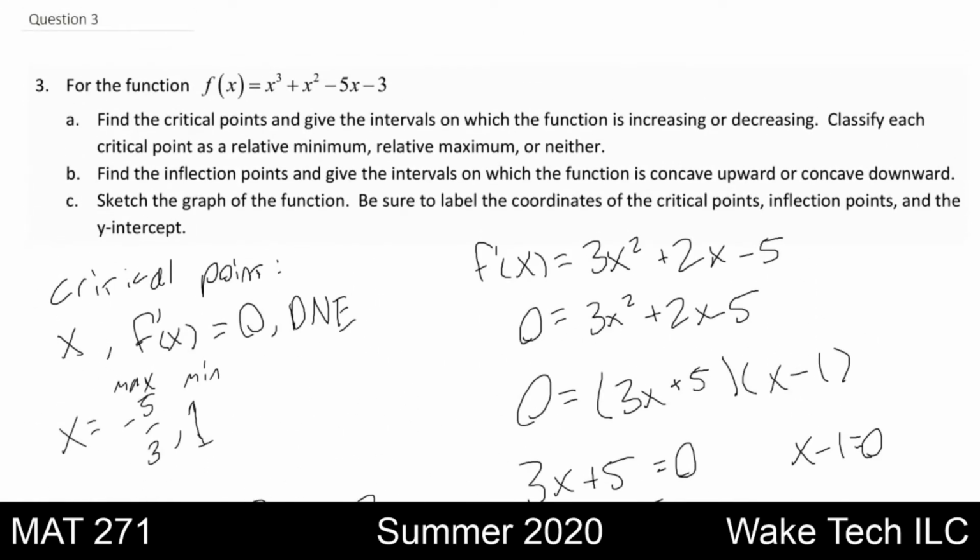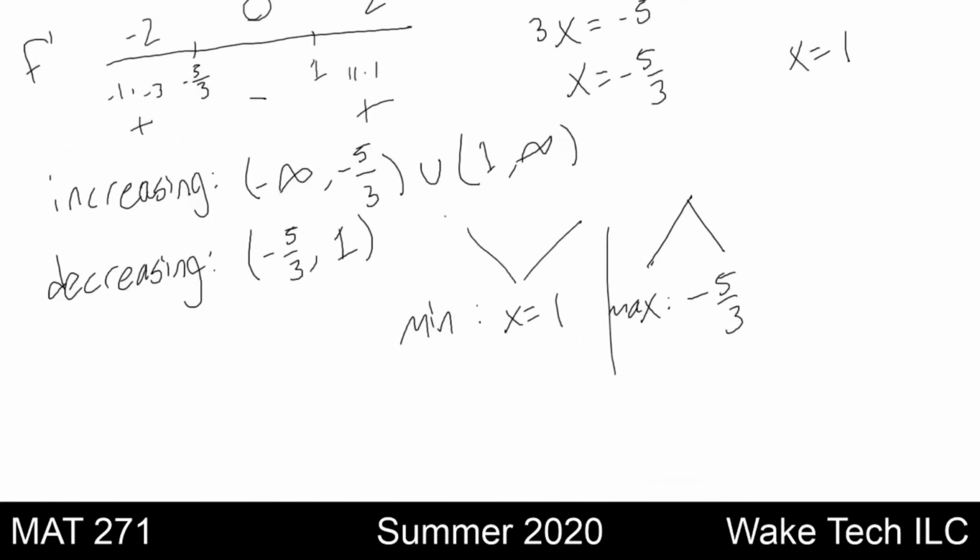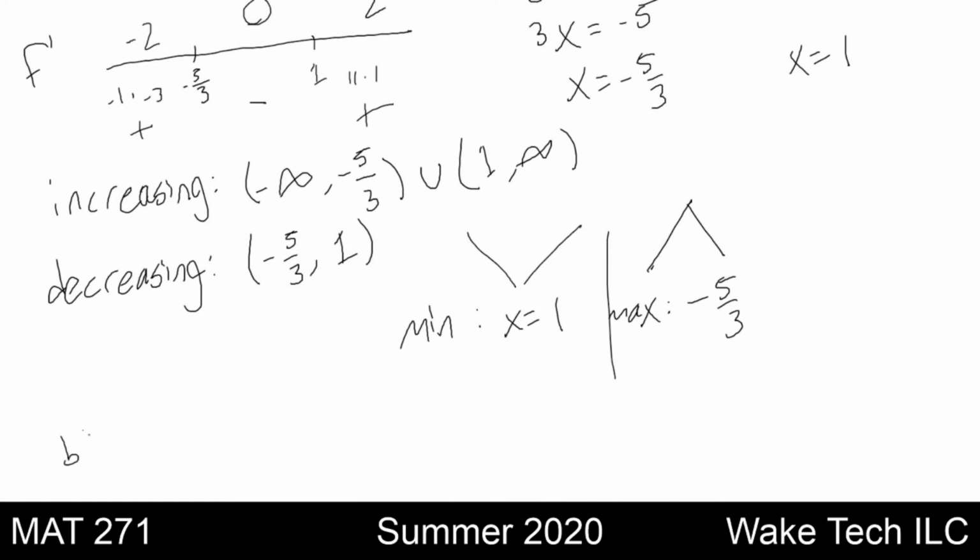Let's look at part B then. Part B says find the inflection points and give the intervals on which the function is concave upward or concave downward. Inflection points, that's another vocabulary term we're going to have to memorize. Inflection points specifically are really similar to critical points.